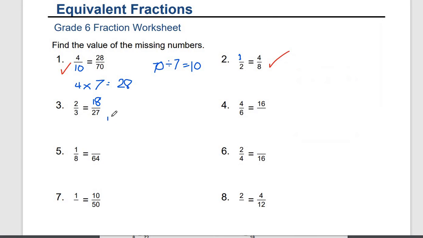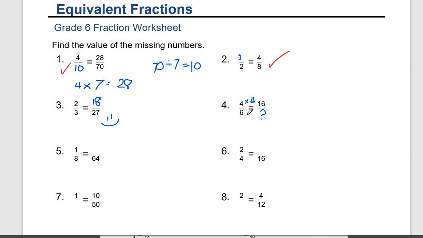Number 4. 4/6 equals 16 over question mark. Okay, we've got a happy face, yay. Now 4/6 equals 16 over question mark. We've got both our numerators, so we see what the first numerator times what will be the second numerator. Now we've got 4 and we've got 16, and 4 times what is 16? That is 4.